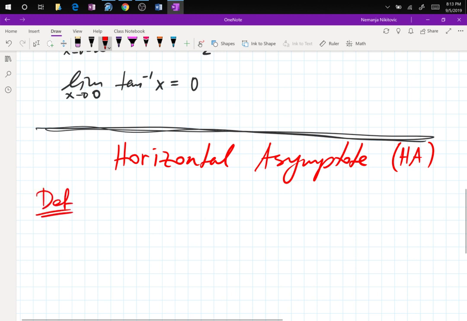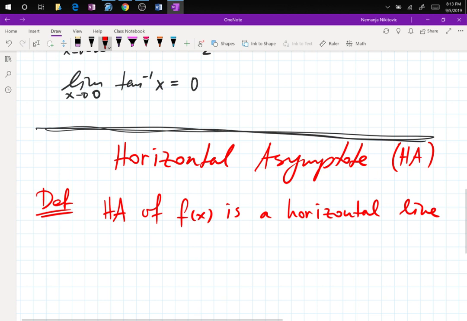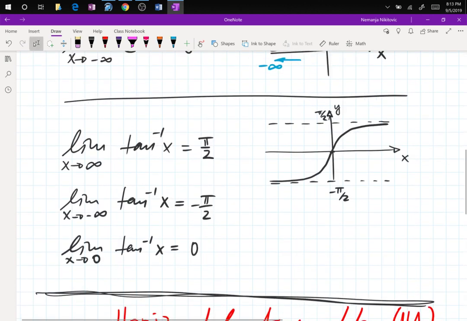Definition. A horizontal asymptote of f of x is a horizontal line, and you can have multiple. Remember that we had two horizontal lines for inverse tangent. So it's not only one, it could be multiple.